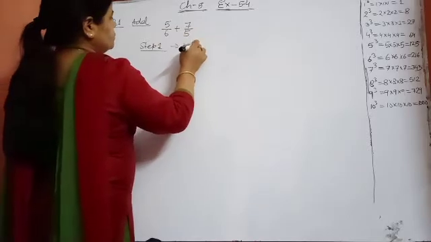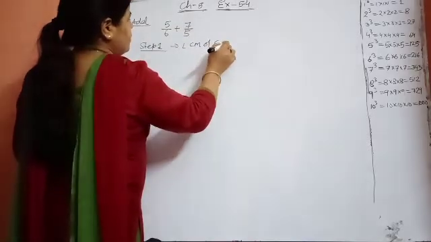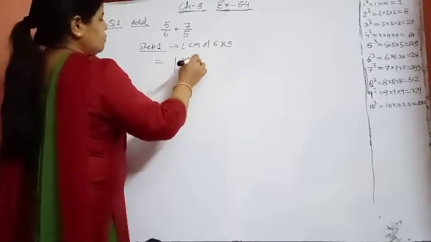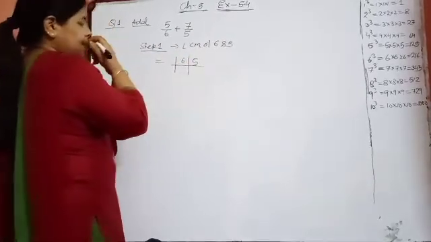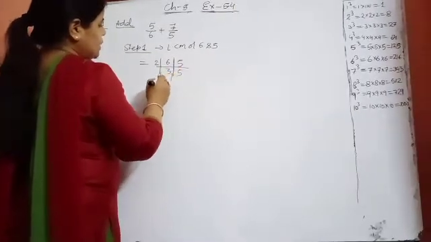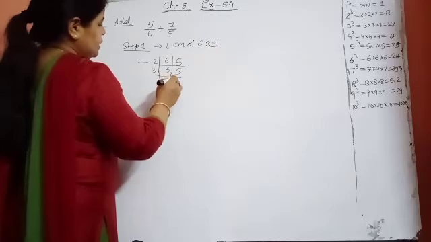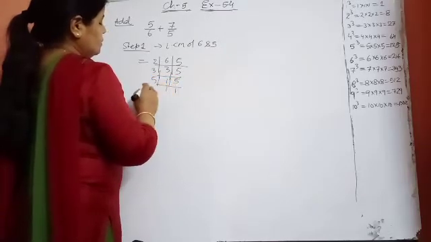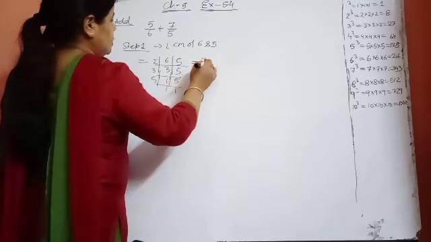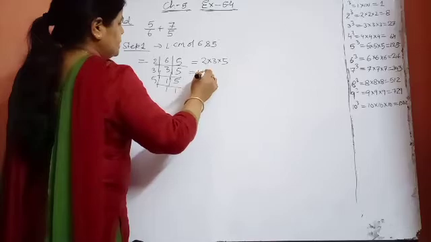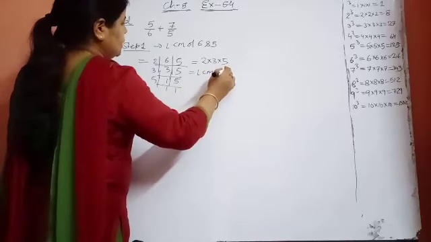LCM of 6 and 5. Easily you can take the LCM of 6 and 5 by prime factorization. Two threes are 6, three ones are 3, five ones are 5. So it will be 2 into 3 into 5. What will be your LCM? LCM is equal to 30.